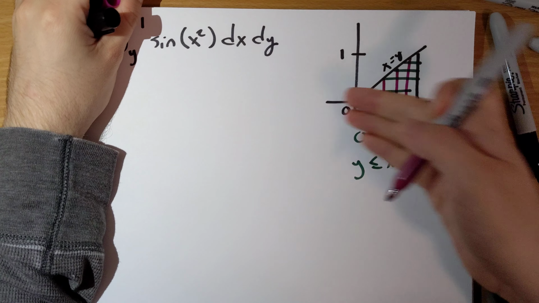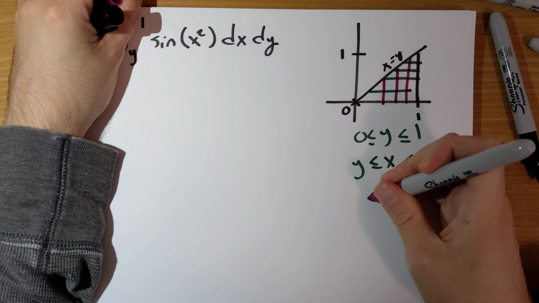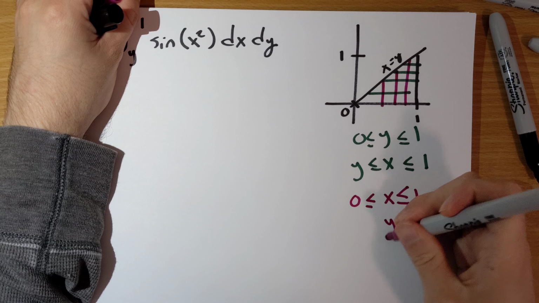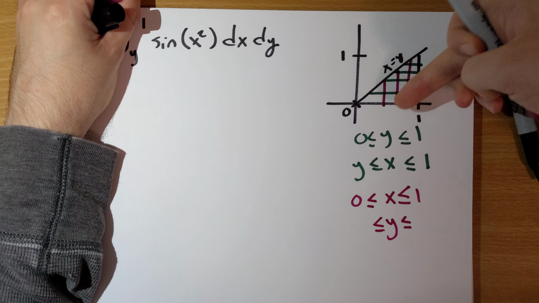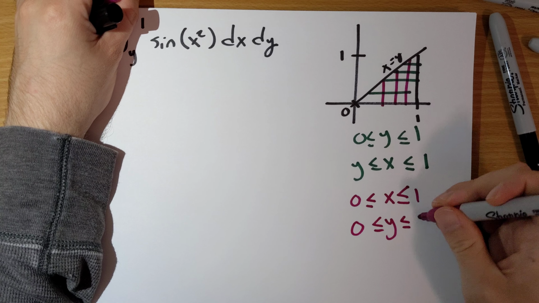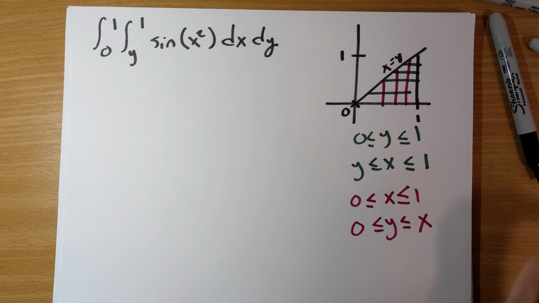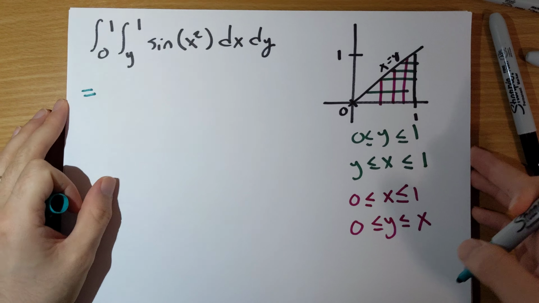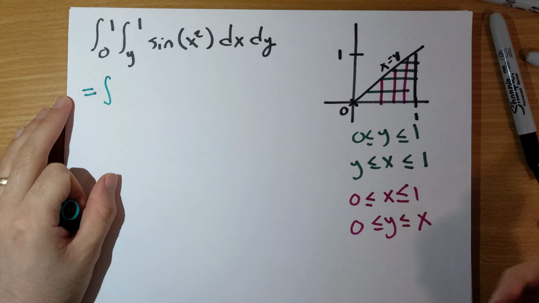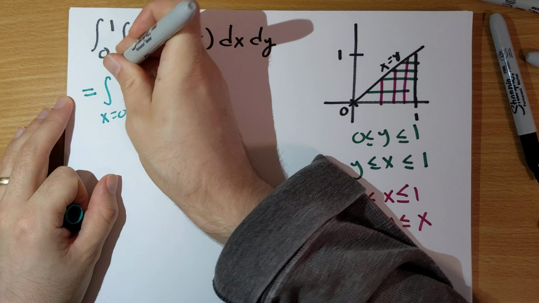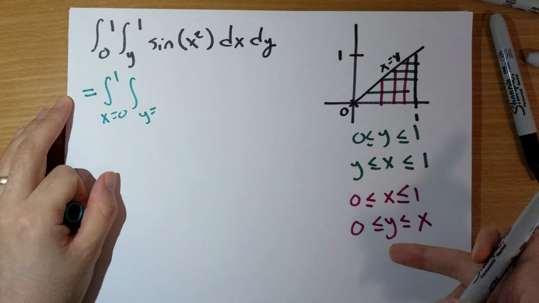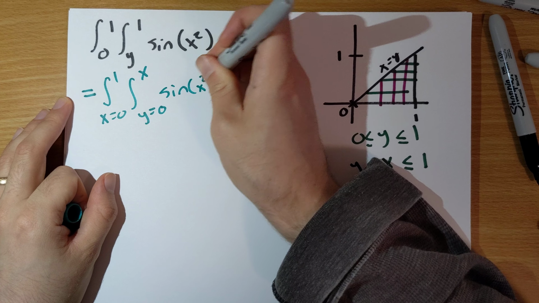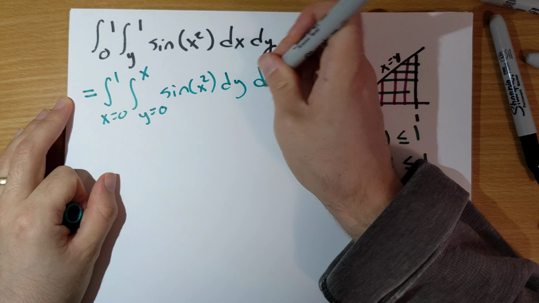So if we want to do this going in the other order, we need to slice this vertically, not horizontally. Here we see x runs from 0 to 1, and y runs from 0 to x. So now, what do we end up with? We end up with the double integral, x runs from 0 to 1, y runs from 0 to x, sine of x squared, dy dx.